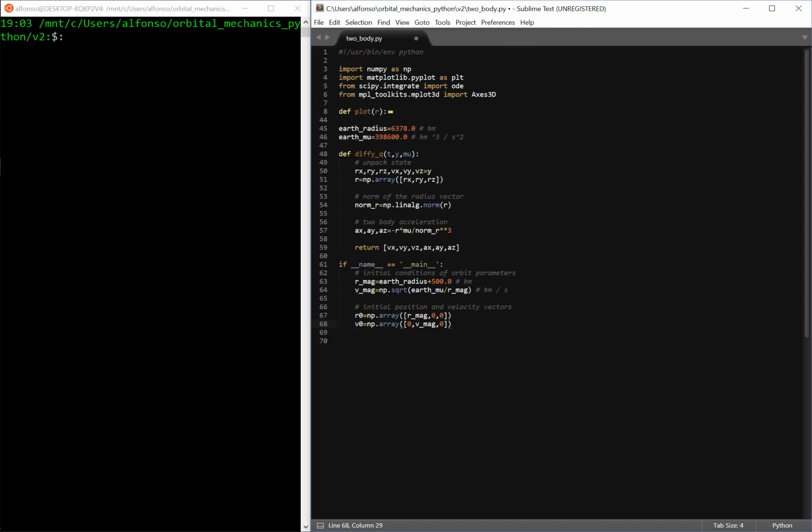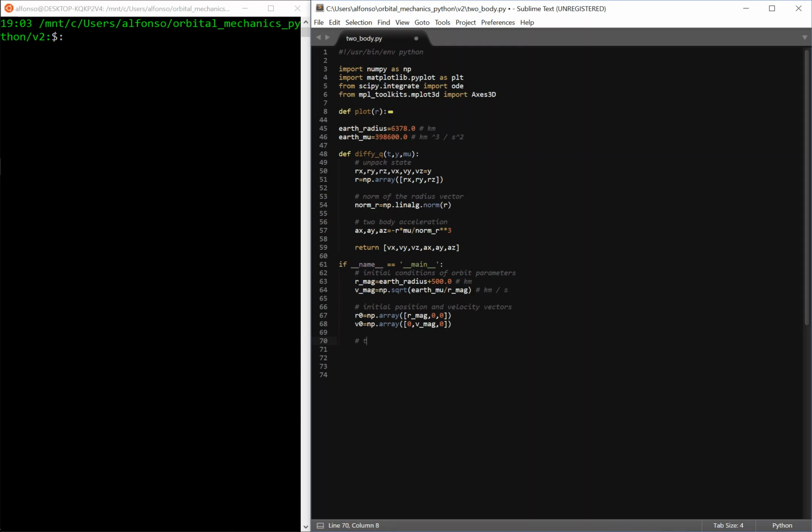Vmag 0. So when you have a circular orbit, which we are doing in this case, your velocity is always going to be perpendicular to your position, and that's kind of just how orbits work. So your position is in one direction, velocity is in the other, and that's going to give you circular motion. That's not just for orbits, that's basically for any type of circular motion.